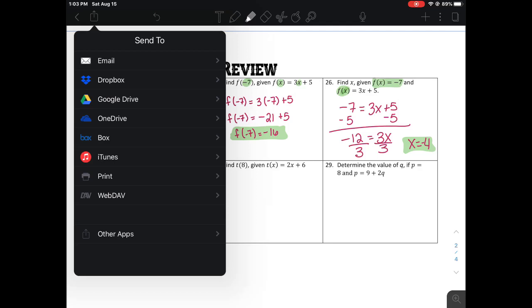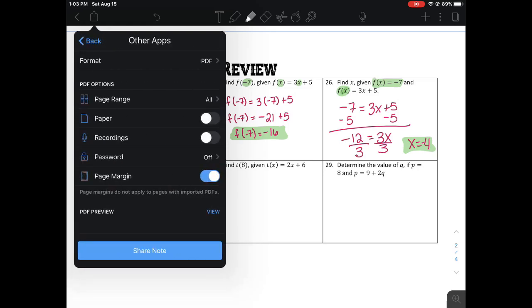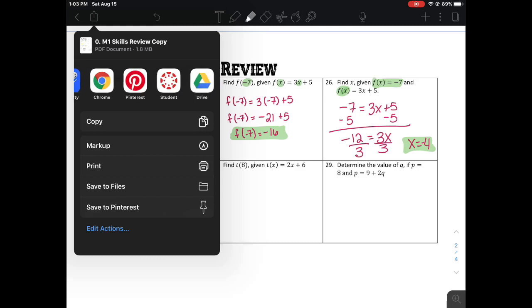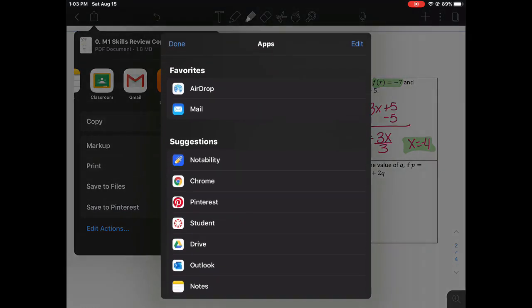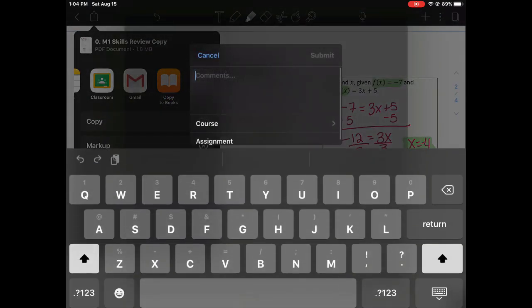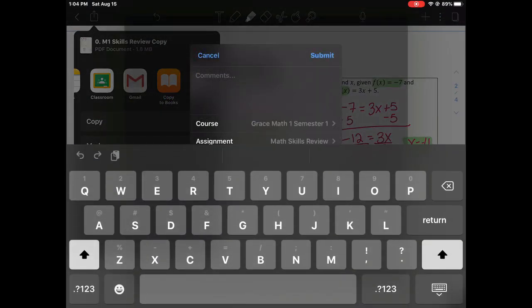Okay, that's not anything I want. I want to send it to Canvas. That's where I need to send this. Canvas isn't shown, so I'm going to go to Other Apps. Okay. Format is PDF. You should never have to change any of this stuff here. You're going to click Share Note at the bottom. And then we're going to look for the Canvas app. If you don't see it because you haven't done it before, scroll all the way over to More until you find Canvas. Okay? Then we're going to hit Canvas.